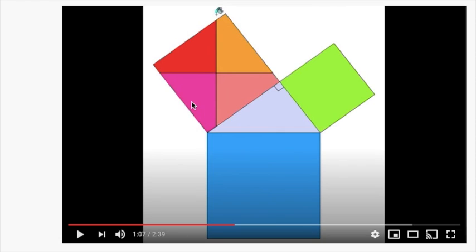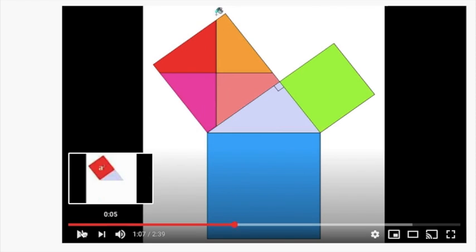And now what they're going to do is they're going to try to fit the a squared and the b squared all down into the big c squared and show you that the two leg squares are the same as the hypotenuse square.